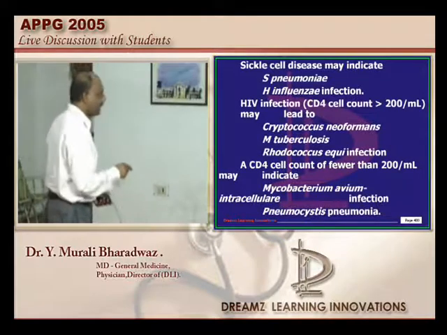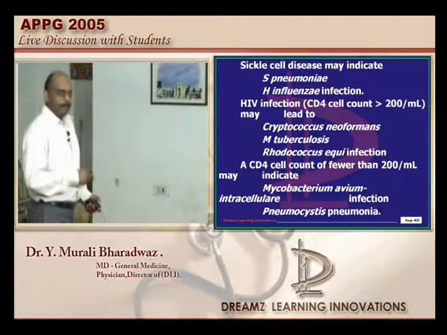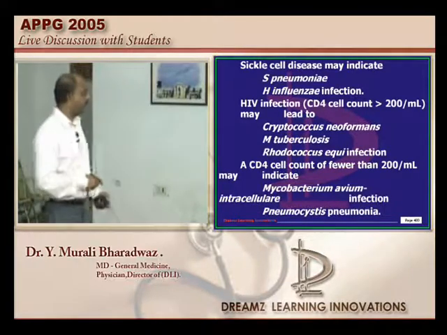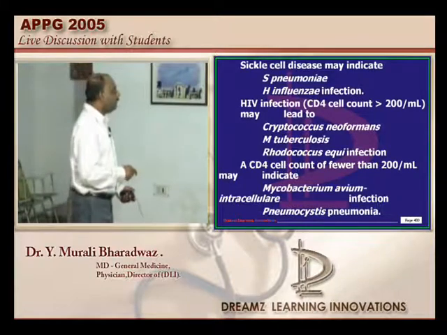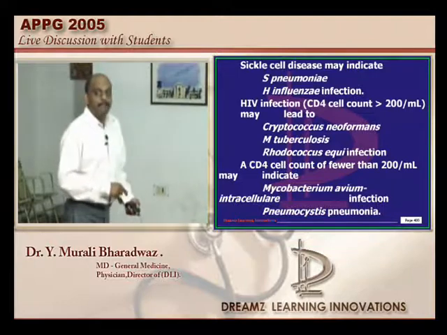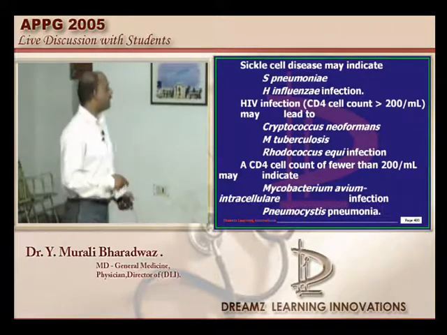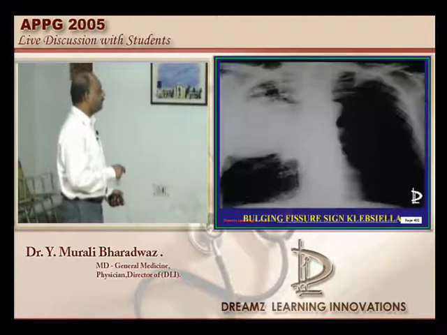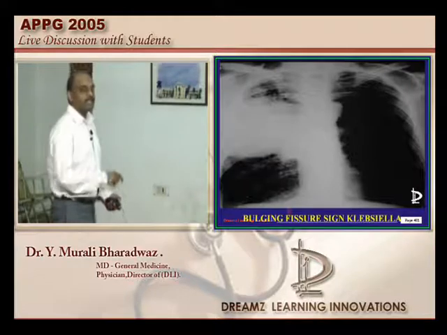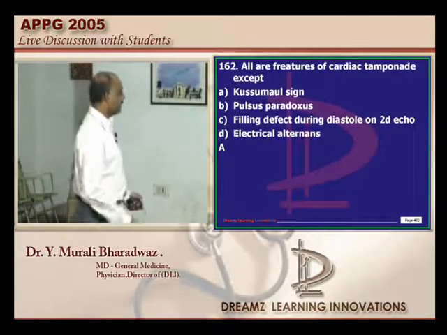HIV infection with a CD4 count greater than 200, then what are we going to find? Cryptococcus, Mycobacterium, Rhodococcus can lead to development of pneumonia. With a CD4 count lesser than 200, then Pneumocystis pneumonia and MAI, that is Mycobacterium avium intracellulare infections, are going to be quite common. So this is an example of a bulging fissure sign that you see in the case of Klebsiella radiologically, which is going to be the favorite question of the examiner.